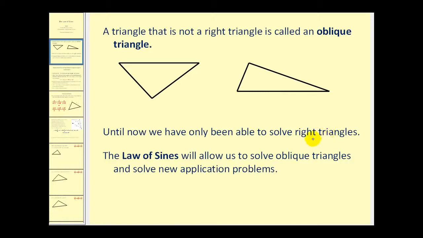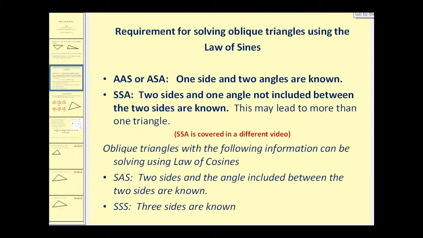However, the law of sines will allow us to solve oblique triangles as well as solve new application problems. So here are the requirements for solving oblique triangles using the law of sines. We must be given angle, angle, side, or angle, side, angle, meaning one side and two angles are known, or side, side, angle, where two sides and one angle not included between the two sides are known.